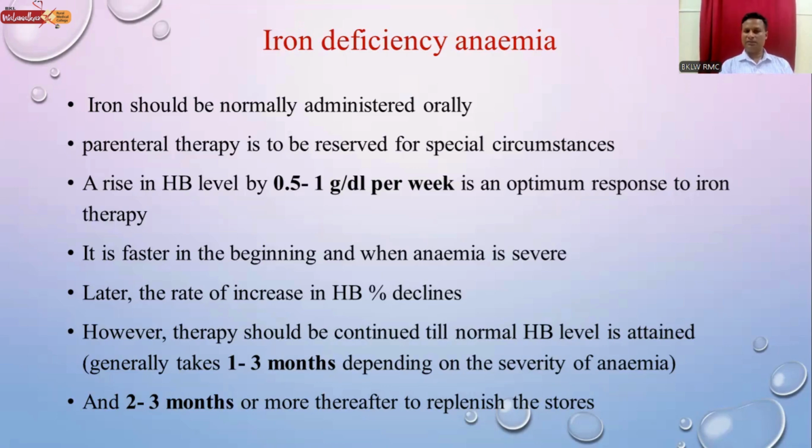And it is faster in the beginning when anemia is severe. Later on, this rate of increase in hemoglobin declines. However, we have to continue the therapy till normal hemoglobin levels are achieved, and generally it takes 1 to 3 months, depending on the severity of anemia. After that, we have to further replenish the body stores of iron, and a further 2 to 3 months of treatment with these iron preparations is required to restore body stores of iron.